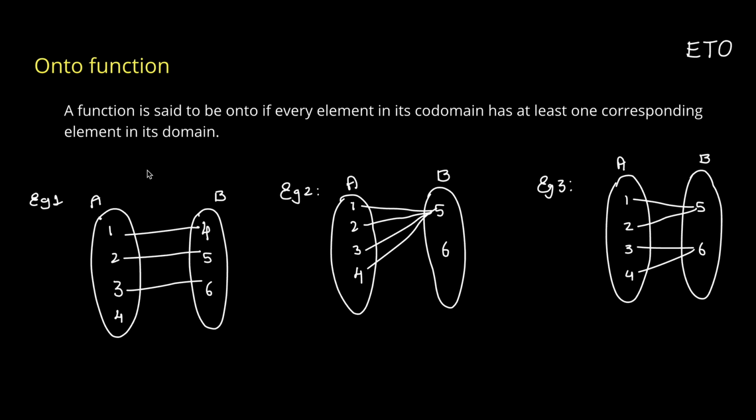First example satisfies that condition, so it is an onto function. Second example, 6 does not have connection with A, so it is not an onto function. And last example, both the elements have connection with A, so it's an onto function.